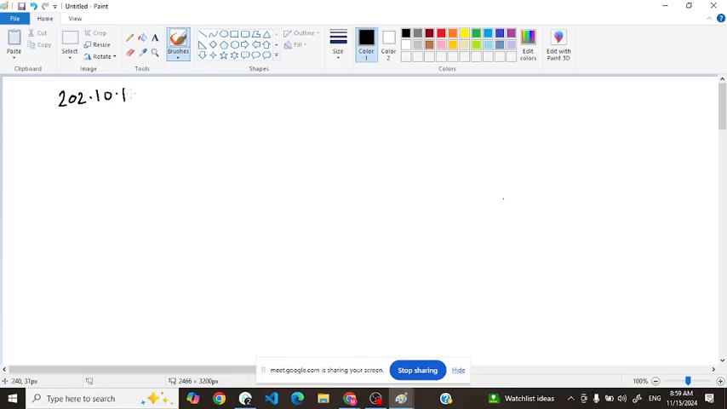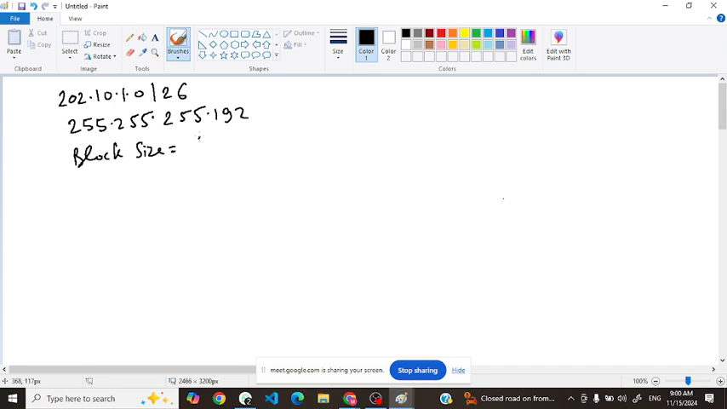202.10.1.0 slash 26. What will be the subnet mask, Abdul? 255.255.255.192. Block size? Block size 256 minus 192, 64. Number of networks? 2 to the power of 2, it's 4. 4 networks.